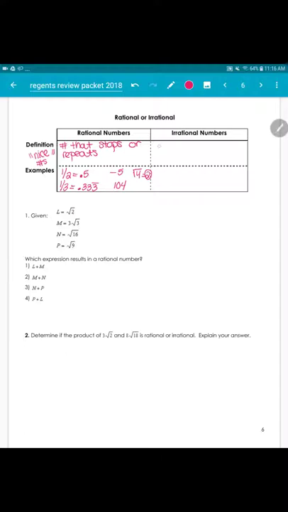An irrational number is a number that goes on forever with no pattern. Okay, so that's the big part. So for example, a number like this, okay, that has no pattern to it, right?